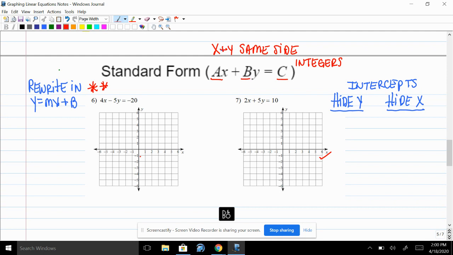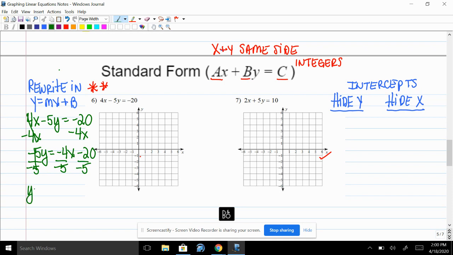Okay, so I'm going to take a look at number 6 first. Number 6, I got 4x minus 5y is equal to negative 20. So I'm going to rewrite this in y equals mx plus b. So I'm going to get the y by itself. We talked about this when we were making charts. I move the x. That's always our first step, move the x. So I got negative 5y is equal to negative 4x minus 20. And then you divide everything by the coefficient of y.